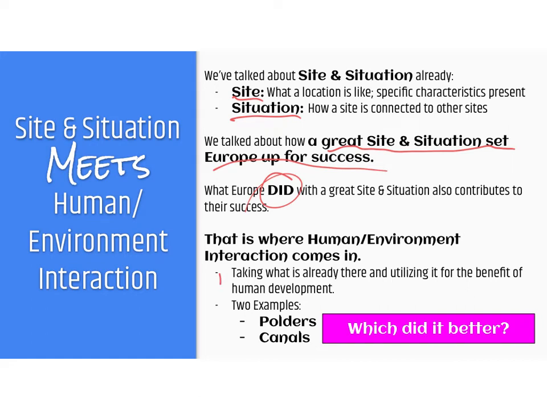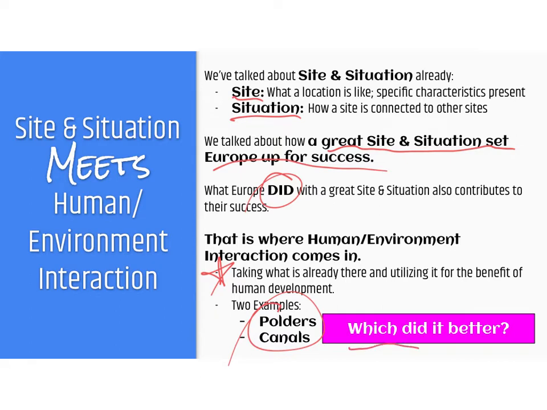The idea is that they took what was already there and utilized it for the benefit of human development of their people. The 2 examples we're going to talk about today are polders and canals. You've probably heard of what a canal is. You probably don't know what a polder is, but we're going to talk about that right now.